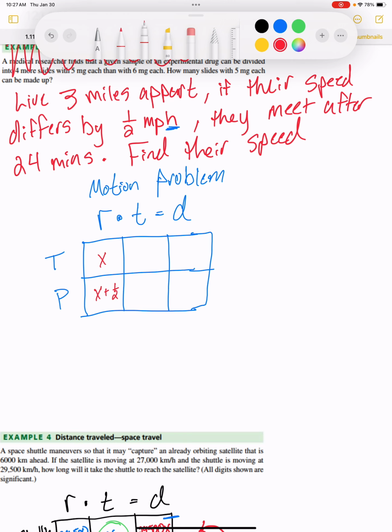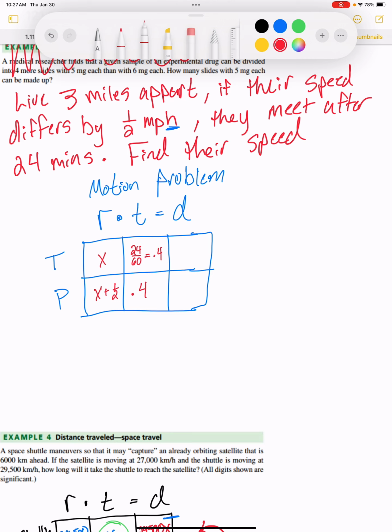All right. Now time. Well, how long did it take for them to get to each other? Well, we know it took 24 minutes. But we also need to be thinking about hours. So we can say 24 over 60 to convert it to hours. 24 divided by 60 is 0.4. Yep, we just did one like that, 0.4. So this is 0.4 hours. Since we're talking about miles per hour, we should keep everything in hours, unless you want to convert it to miles per minute, right? So we're talking about 0.4 hours.